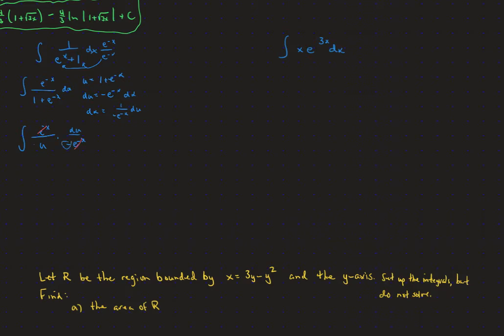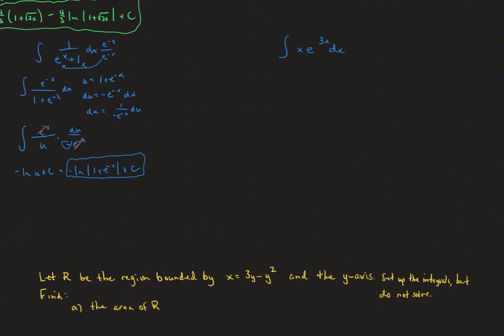We'll get an extra negative sign, so it'll be a negative natural log of u, which is going to be a negative natural log of 1 plus e to the negative x. And you don't have to have the absolute values there, because that'll never be negative.